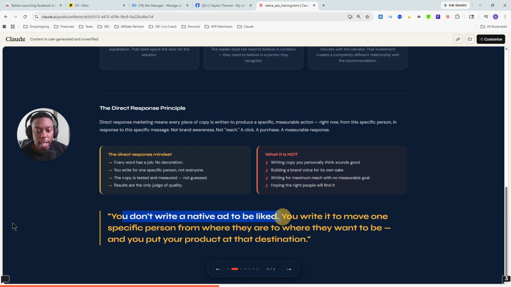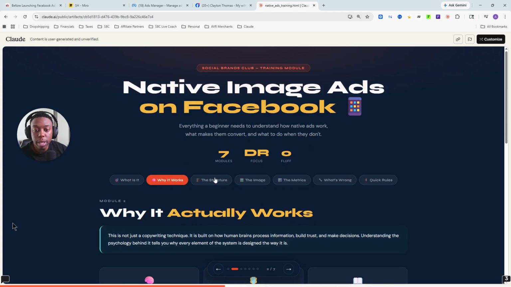You don't write a native ad to be liked. You write it to move one specific person from where they are to where they want to be, and you put your product at that destination. So that's the ultimate goal there.